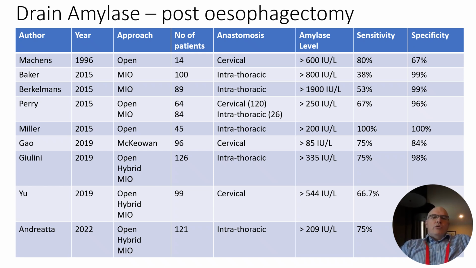They're often small, they're often retrospective. They've shown different cutoffs for amylase level, and there's a varying sensitivity and specificity, which fits if your drain isn't immediately close to the anastomosis. It's difficult to see how the drain amylase could actually be normal, but the patient could still have a leak.